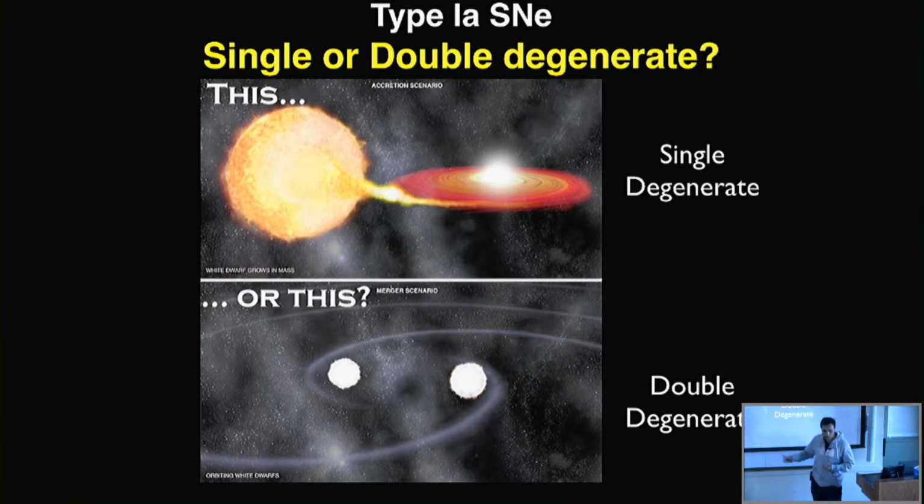So there are two broad models. One is that you have a white dwarf, which is accreting matter from a red giant star, and it crosses the critical mass limit and explodes. That's the single degenerate type 1a model. And the double degenerate, where you have two white dwarfs colliding and producing a type 1a explosion.